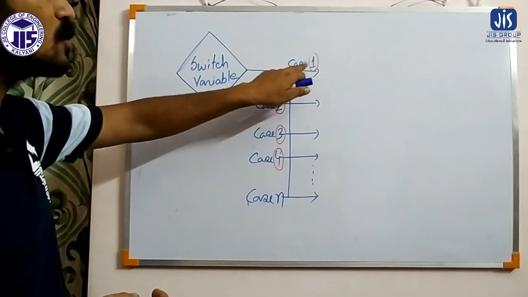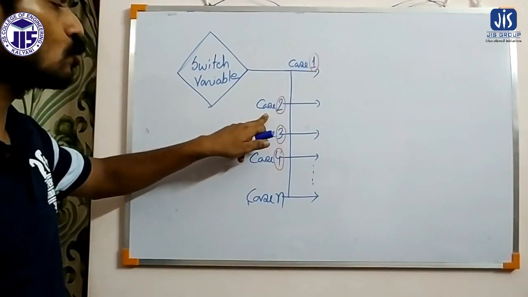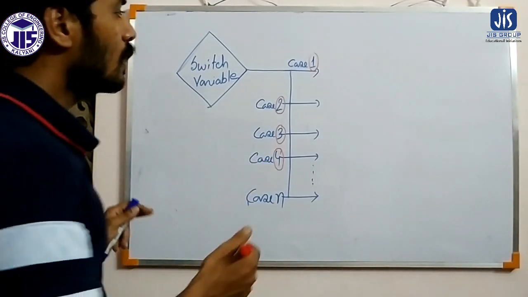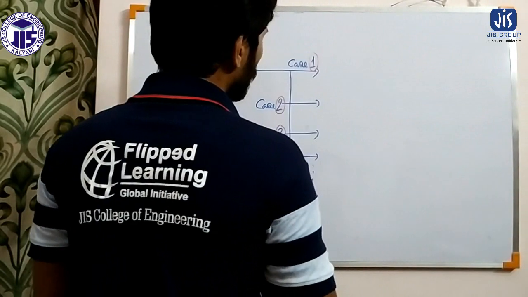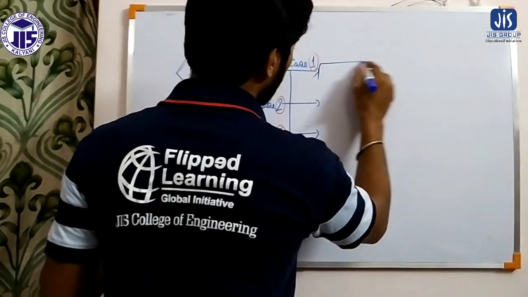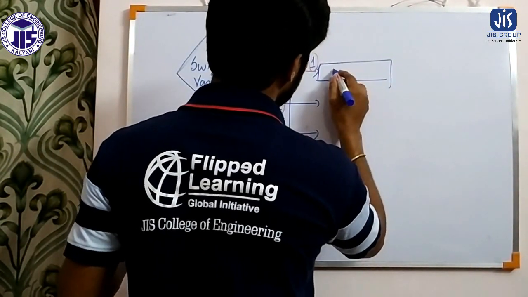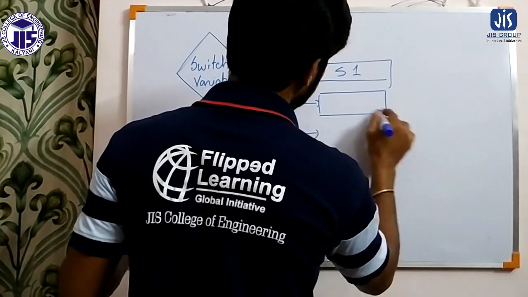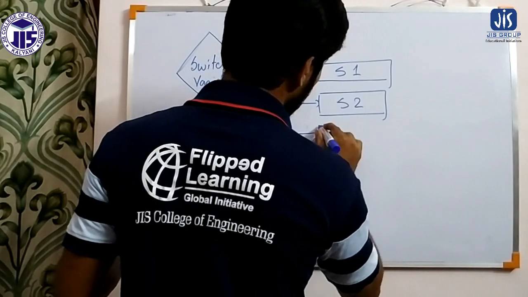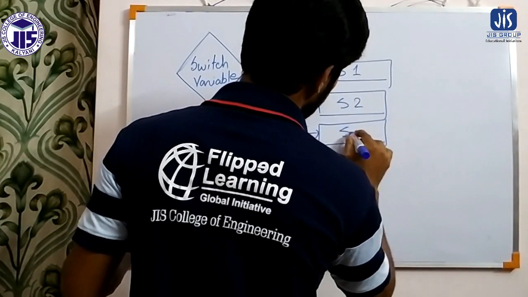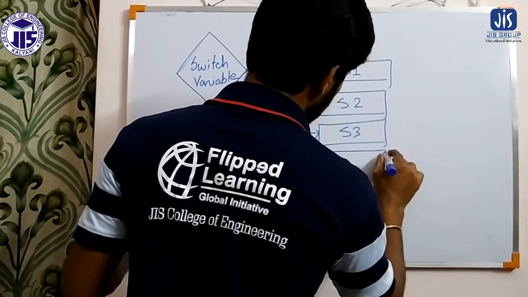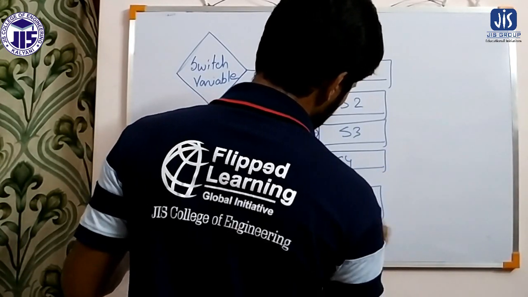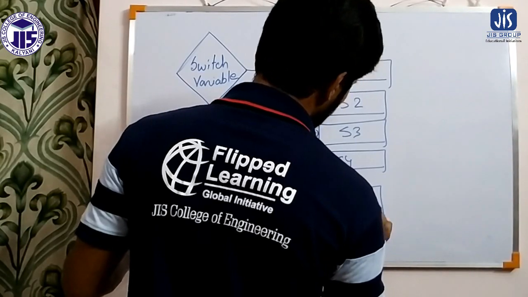So for this the case value is 1. For this the case value is 2. For this the case value is 3. For this the case value is 4. Okay. Now when the case value is this, for example, there is a statement. This is statement 1. Another statement is S2. There is another statement that is S3, another that is S4. And for this we have statement Sn.